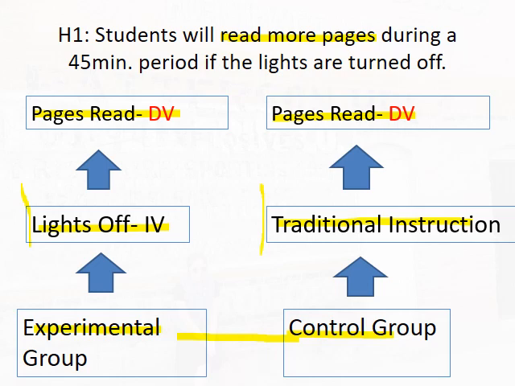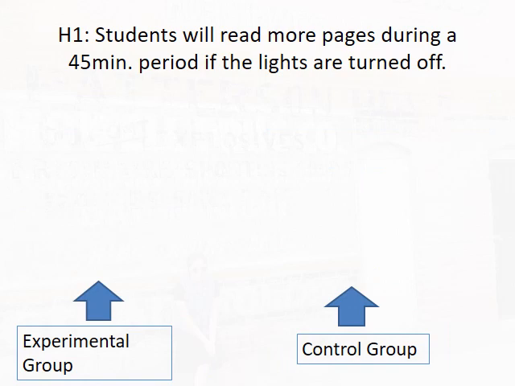However, if you look at the very top where it says pages read, wait a minute, that's only one dependent variable. What if there's more to testing the lights on, the lights off than just the number? Oh, for God's sakes, Perez, leave well enough alone. Why do we got to complicate things so much? I don't know, because we're teachers. That's what we do. We complicate things.